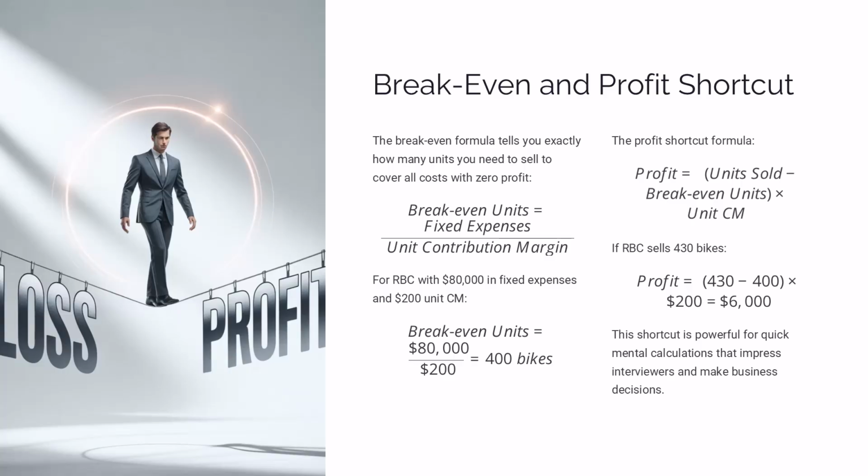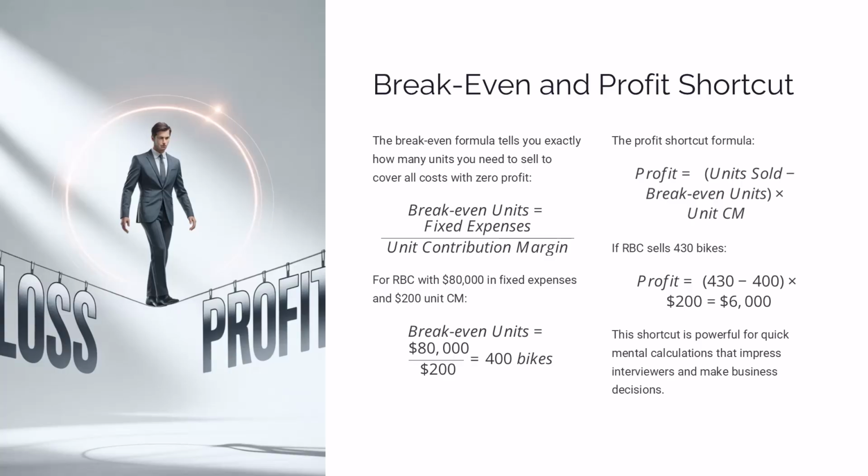And in our racing bicycle company example, with $80,000 in fixed expenses and $200 unit contribution margin, that's exactly $80,000 divided by $200 equals 400 bikes to break even, which is the same calculation you're doing when you figure out how many hours you need to work at your $15 per hour campus job to cover your $600 monthly expenses. But here's where it gets really interesting and where most students have their aha moment that transforms their entire understanding of business.